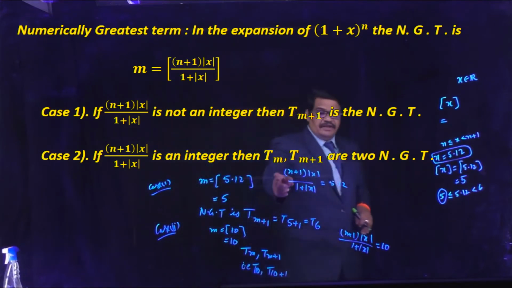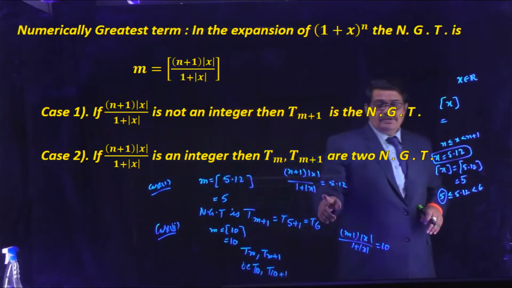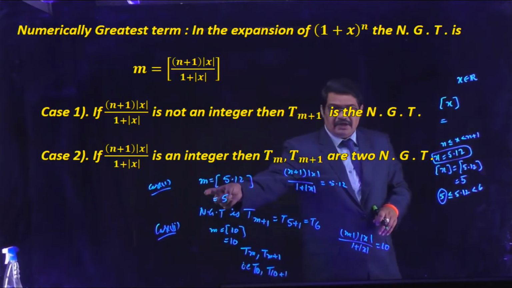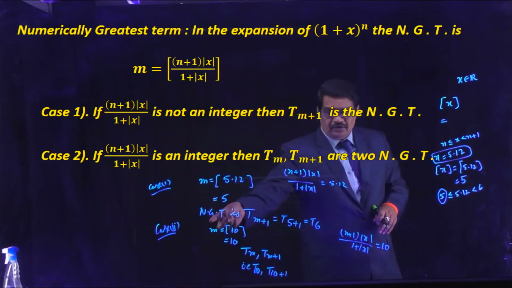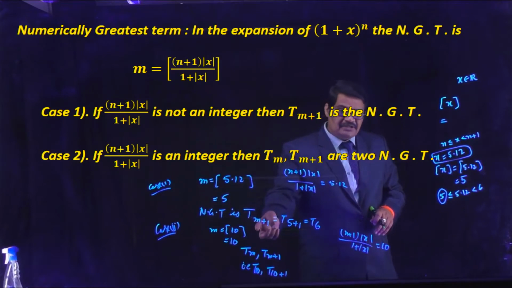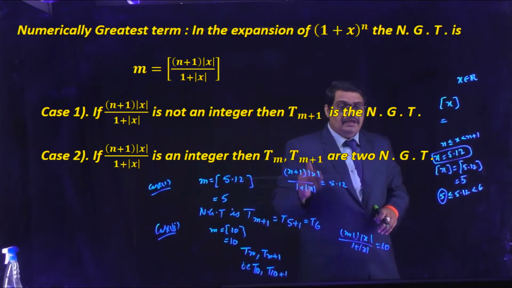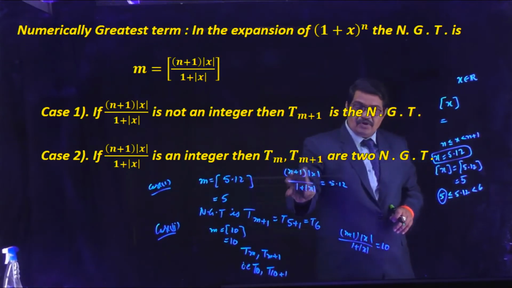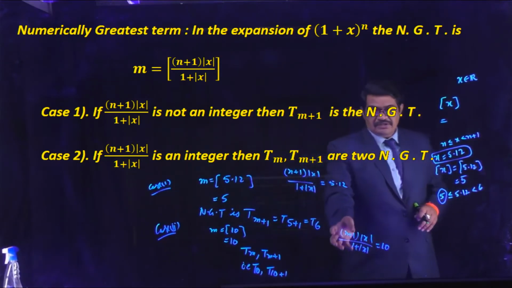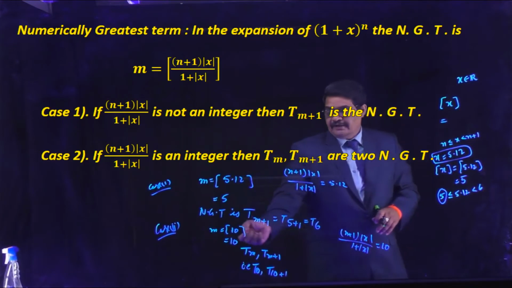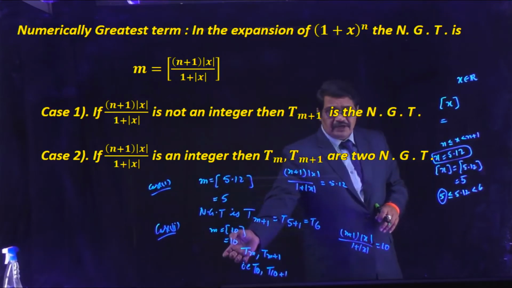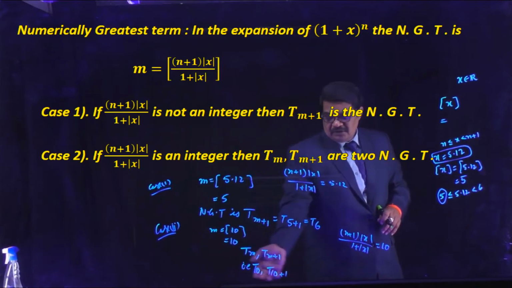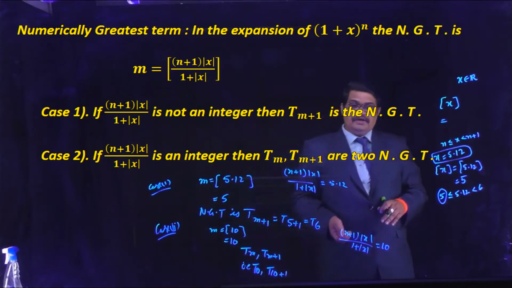If this value is not an integer, then we take the step of this value as m. Then the numerically greatest term is Tm plus 1. Tm plus 1 is the numerically greatest term. This is when the value is not an integer. If this value is an integer, then we get two numerically greatest terms, those are Tm and Tm plus 1. These two are the numerically greatest terms.